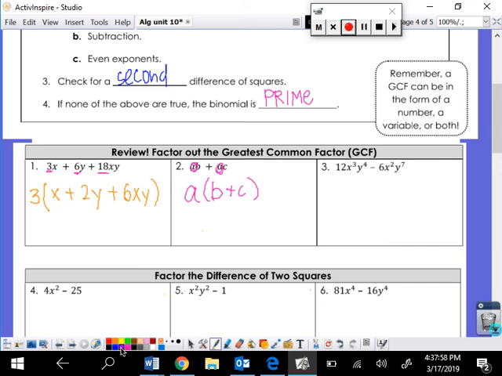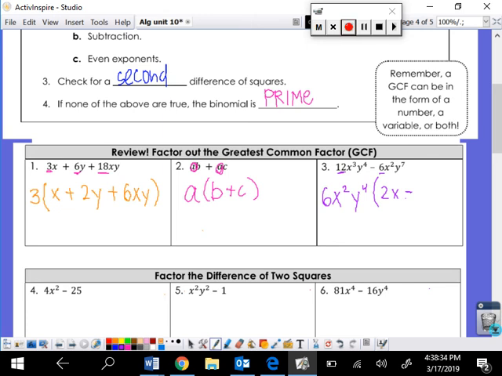And then our last one, 12x cubed y to the 4th minus 6x squared y to the 7th. So looking at the 12 and the 6, both divisible by 6, so we'll pull that out. We've got x to the 3rd and x squared. We'll pull out an x squared. Y to the 4th and y to the 7th, we'll pull out a y to the 4th. So 12 divided by 6 is 2. X cubed divided by x squared is x. Y to the 4th divided by y to the 4th is just 1. So we leave it there.